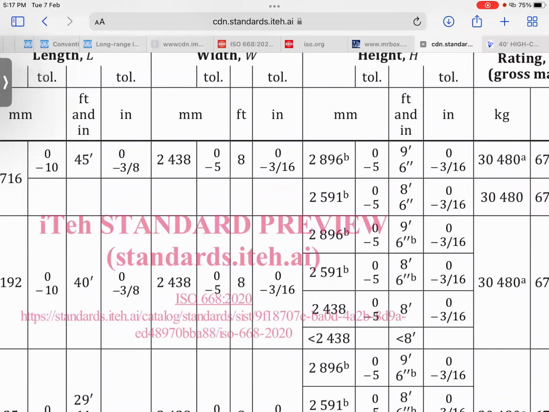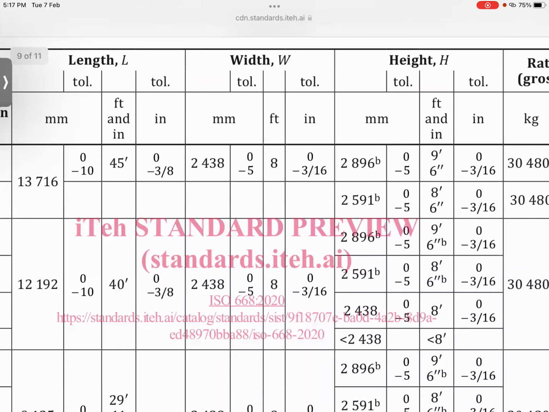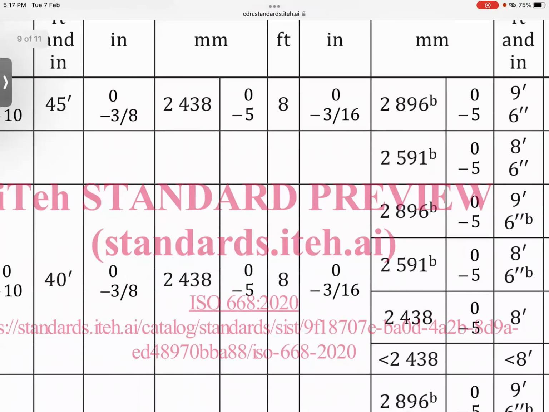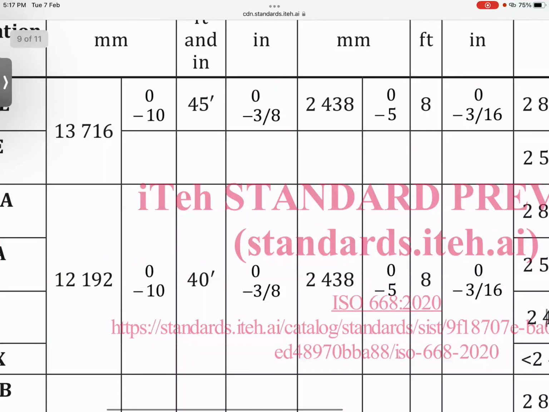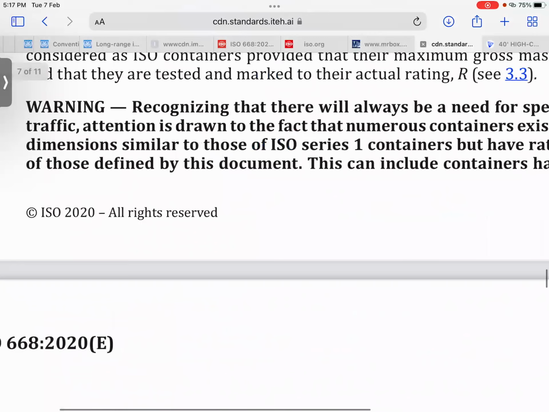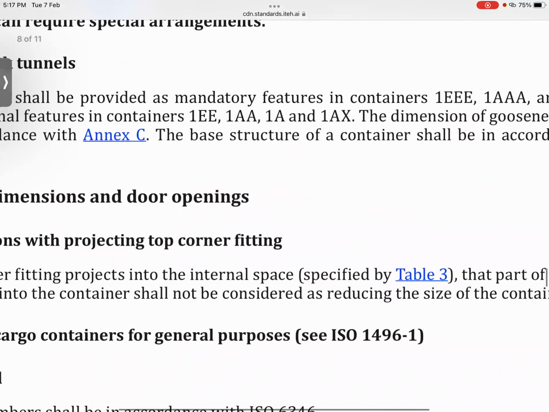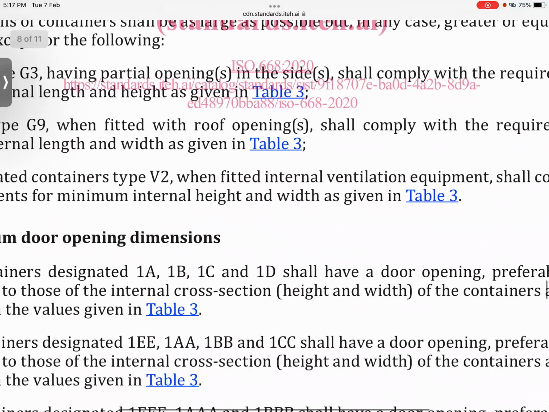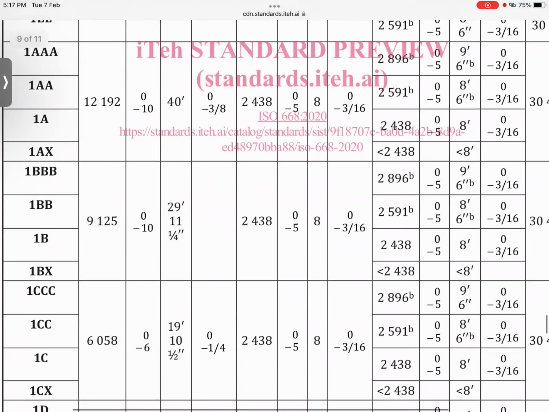So your size is 8 feet by 8 feet. What is the width? Again 8 feet. The height is also 8 feet, and the length is 40 feet. For the 20 feet, I'll just show you from here. Length is 20 feet and 28 by 8. Okay, 28 by 8, right? Now what is there here?